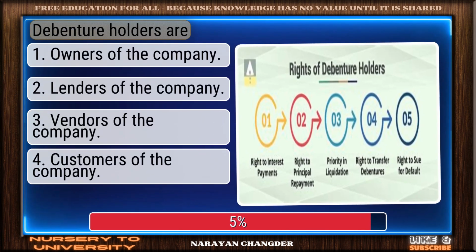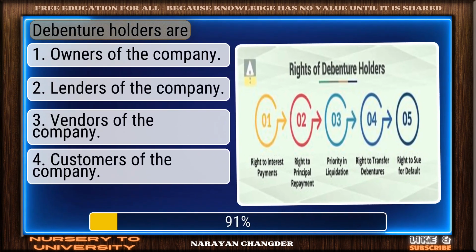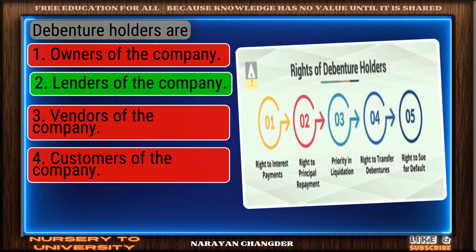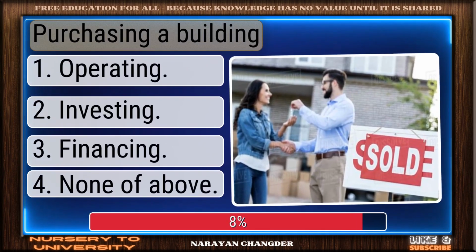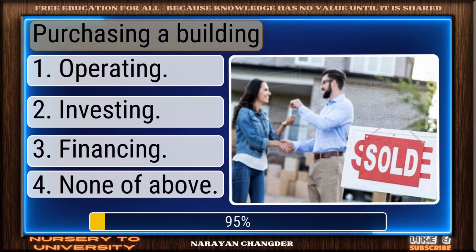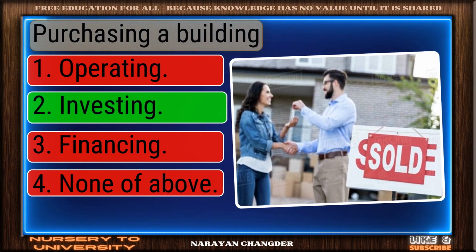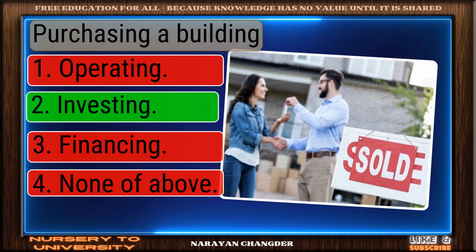Debenture holders are. You chose lenders of the company, and it is correct. Purchasing a building. Nicely done. Investing is a solid answer.